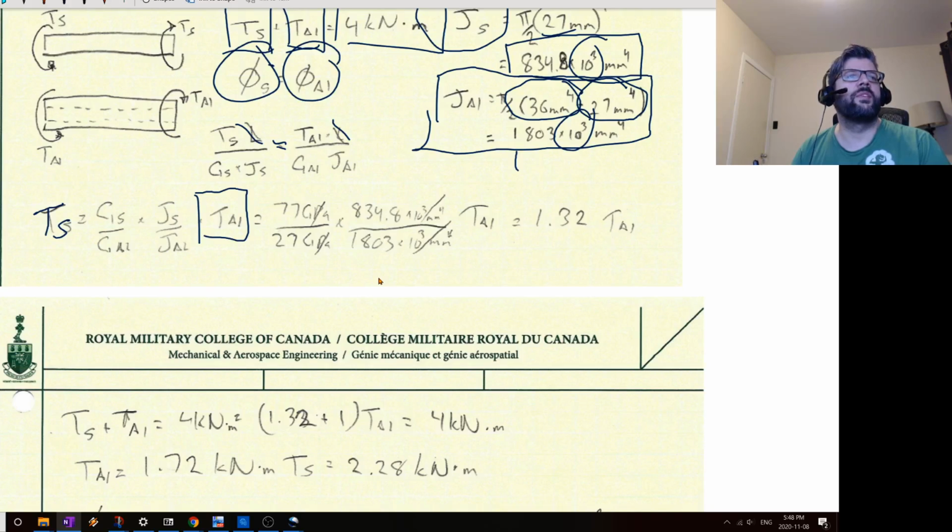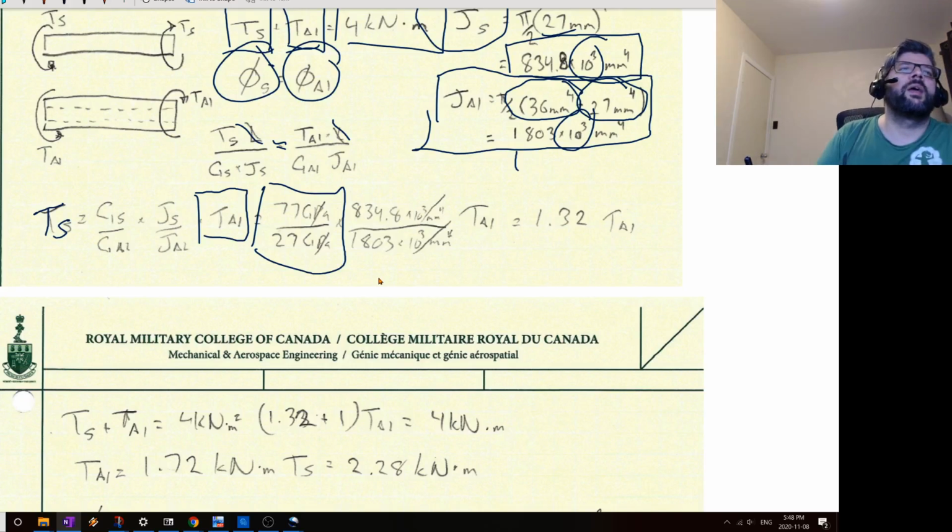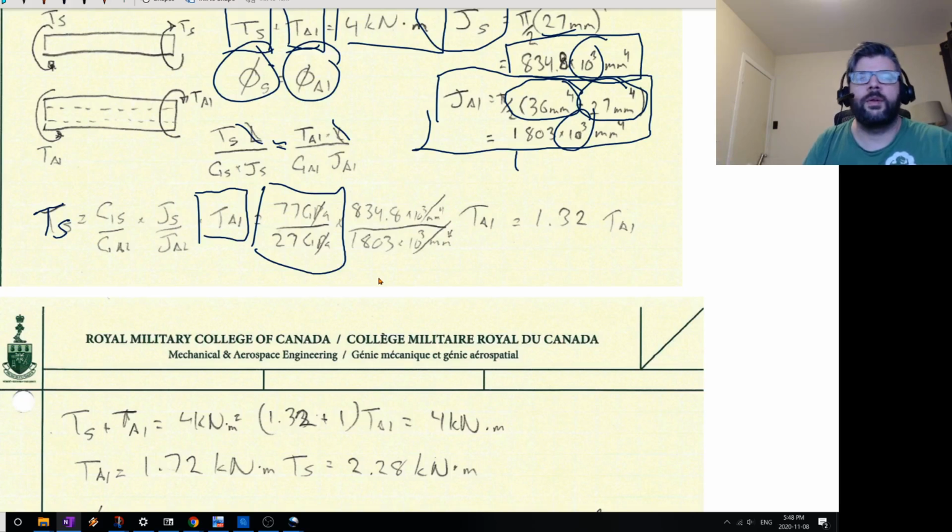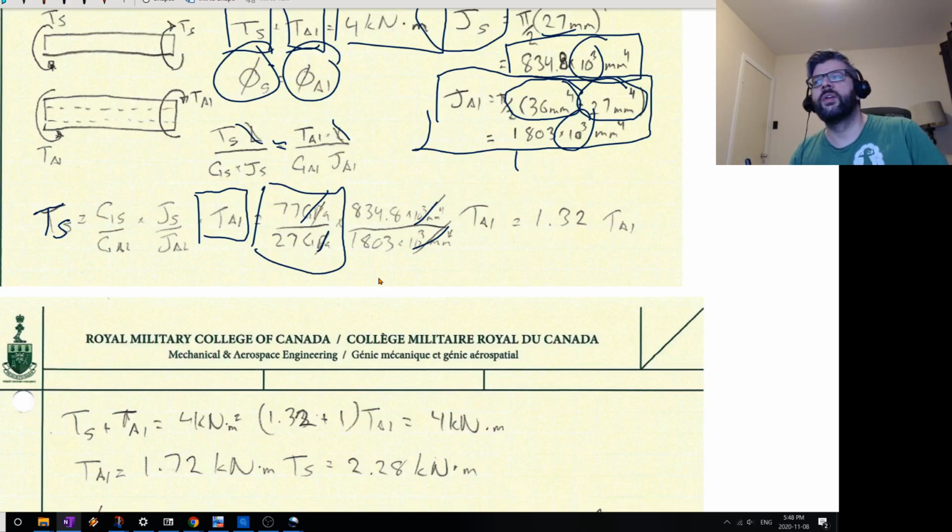So that's 77 divided by 27, gigapascals over gigapascals, and 834.8 divided by 1,803, times 10 to the 3 millimeters to the fourth divided by the 10 to the 3 millimeters to the fourth. These cancel out, these cancel out. And that gives us 1.32 times the torque of the aluminum. So the steel's carrying more of the load than the aluminum is, which isn't too surprising, I guess. It's stiffer and there's more of it.